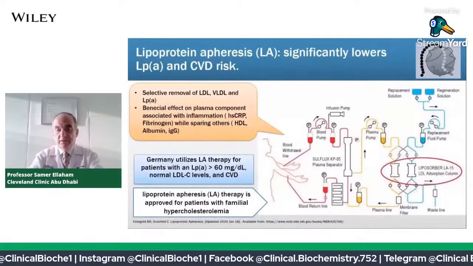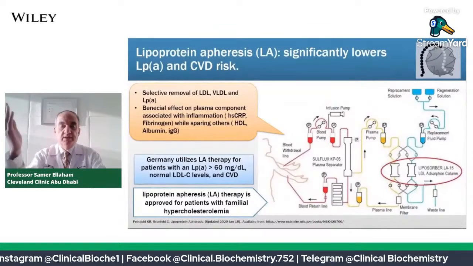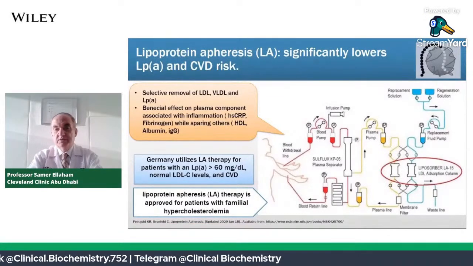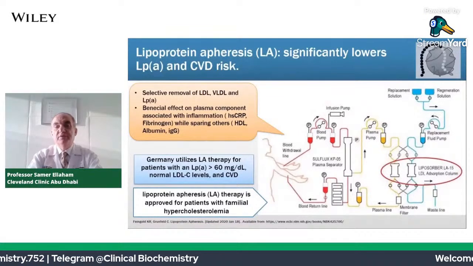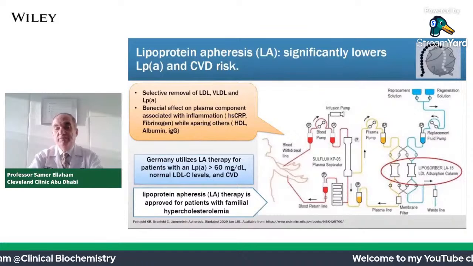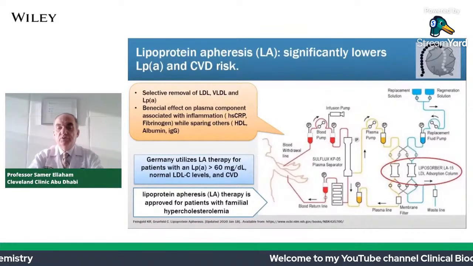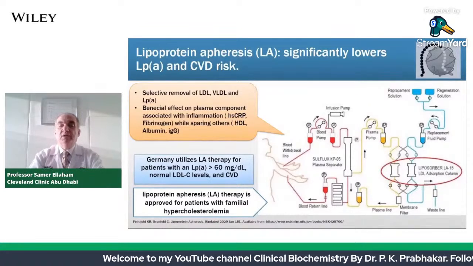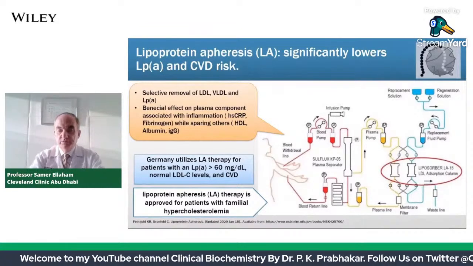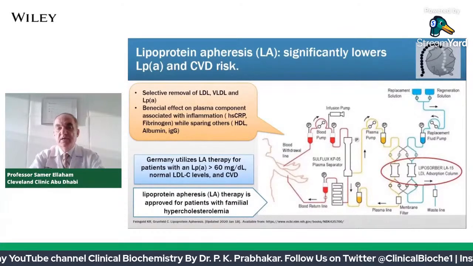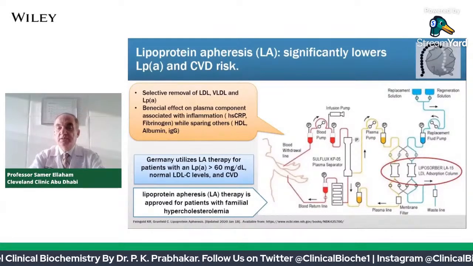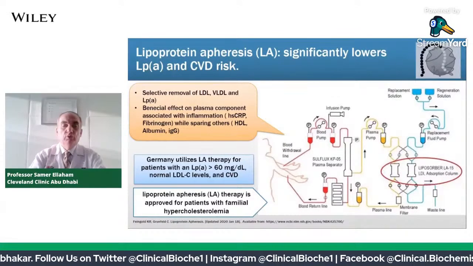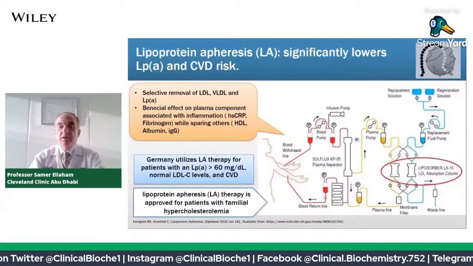Now, the final thing before I talk about niacin and a few other things is lipoprotein apheresis, or I call it LA. It significantly lowers Lp(a), and we have outcome data. Countries that use it more than others are Germany, as you may know. Germany utilizes LA therapy for patients with an Lp(a) greater than 60 milligram per deciliter, and they have normal LDL if they already have cardiovascular disease. You will always notice that the patient needs to have cardiovascular disease.